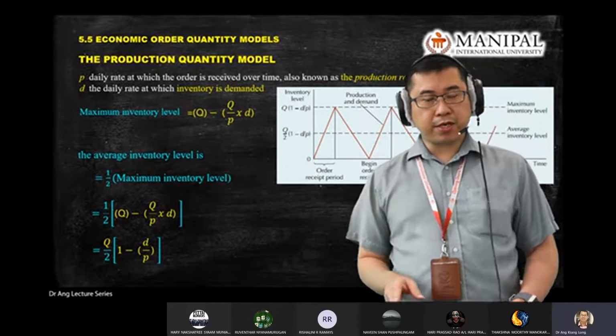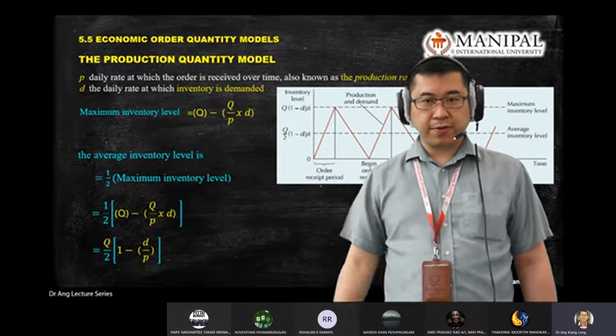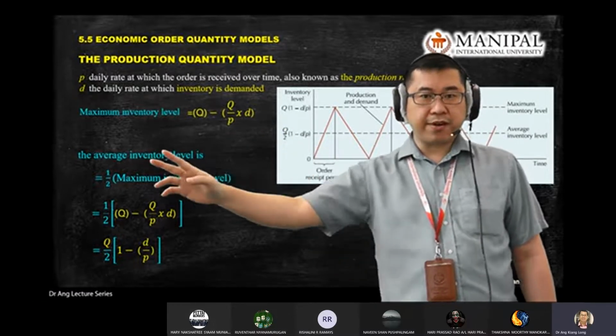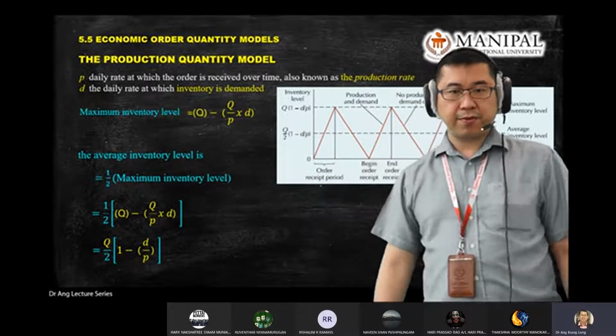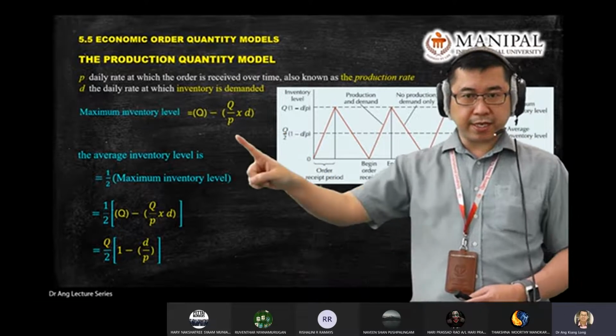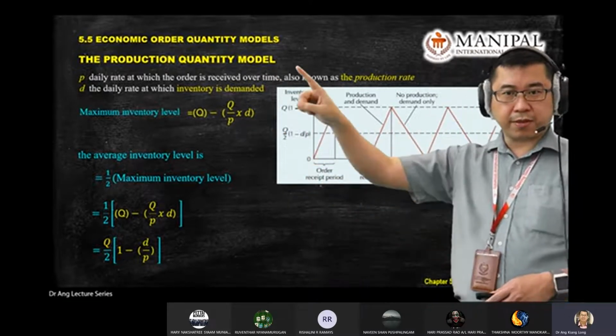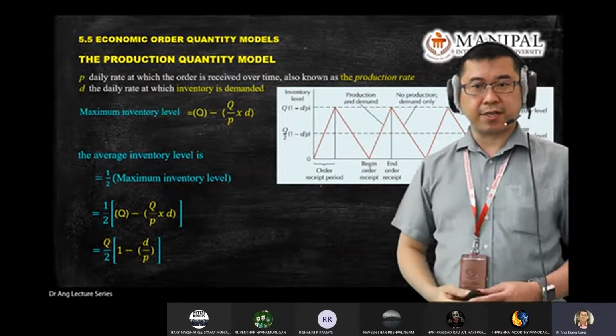So two important concepts here. What is the definition of maximum inventory level? And then what is the average inventory level? Once you understand the definition, you can solve the production quantity model very easily.